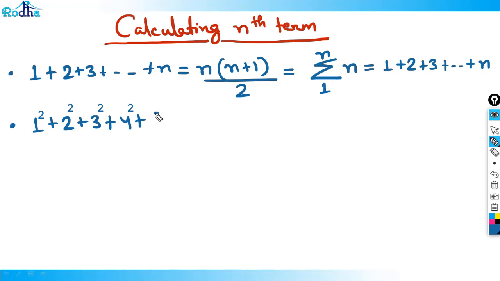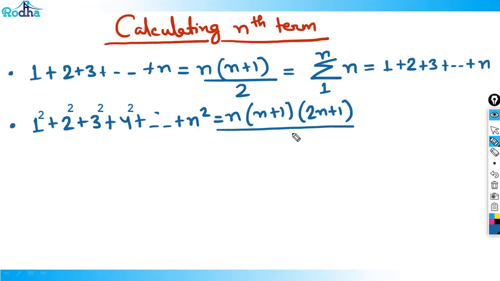Then we have 1 plus 2 plus 3 plus 4 plus, like this, it goes to n square. This is equal to n into n plus 1 into 2n plus 1 divided by 6. This is written as sigma 1 to n of n square. If I break this sigma, if I put n equal to 1, 1 square plus 2 square, it goes like that. This is the meaning of summation from 1 to n square.